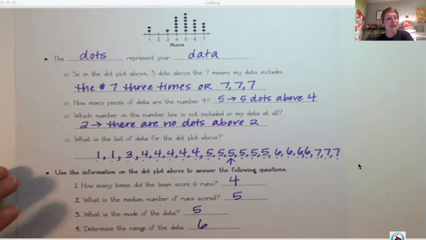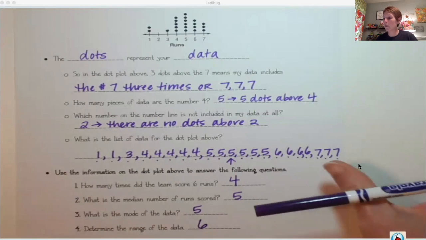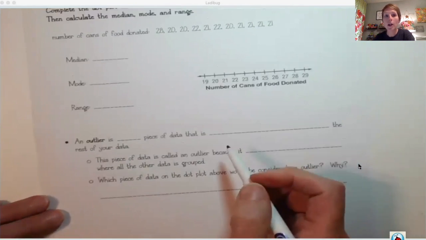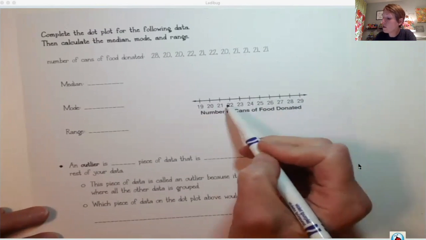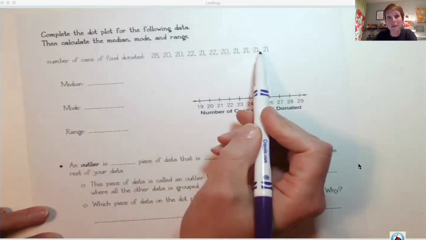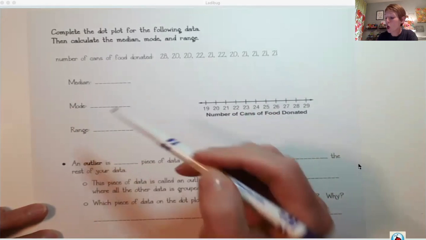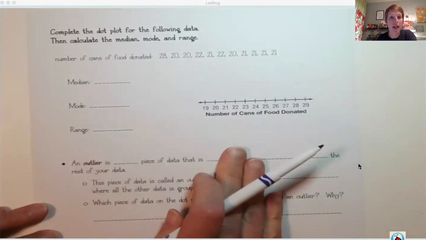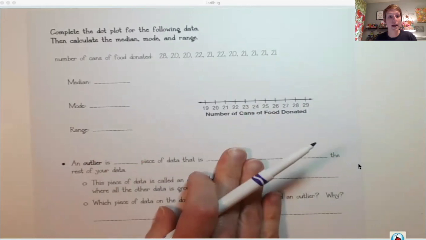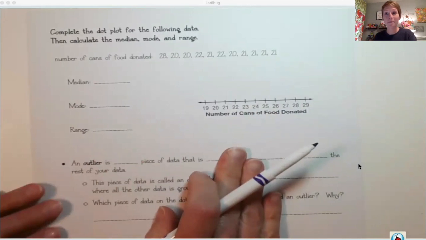Okay? On the second page of your notes, I want you to pause my video for a few minutes. I want you to see if you can make your own dot plot using this data that's been given to you right here, and then also calculate median, mode, and range. Don't fill in anything down here yet. We are going to go over that together when I come back here in a few minutes.